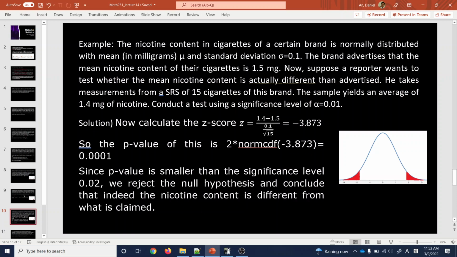So that's how you do it, and it's basically the same idea, except instead of making judgments by calculating the inverse norm or inverse t of the significance value, you just calculate the probability of the z-score. That's the only difference.